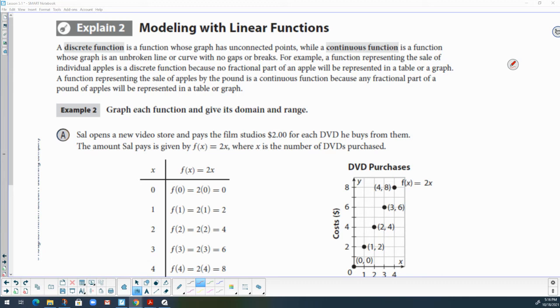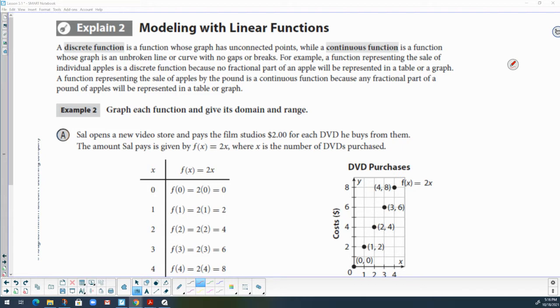Right, so this is Explain 2. It is on page 203. If you want to follow along, get your textbook out and you can take notes. Here we're looking at discrete graphs, continuous graphs. We're also going to look at domain and range. This is everything that you have looked at in the past, so modeling with linear functions.